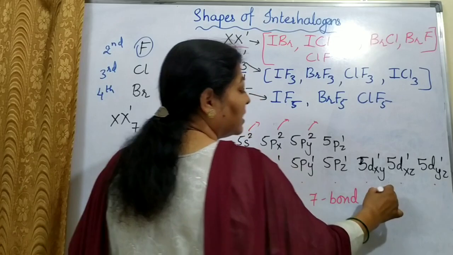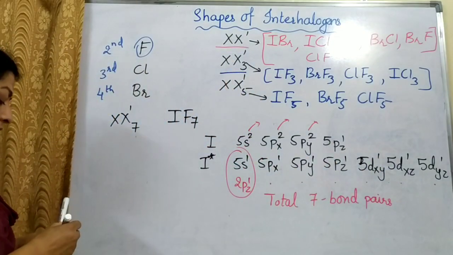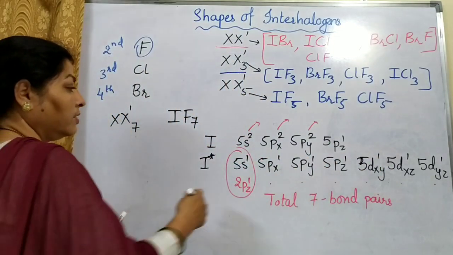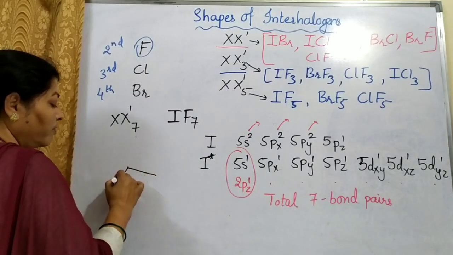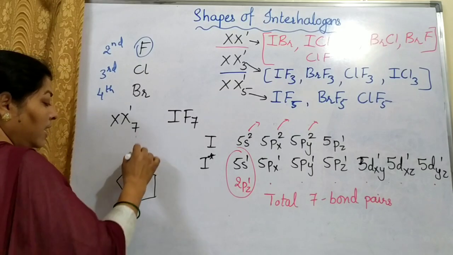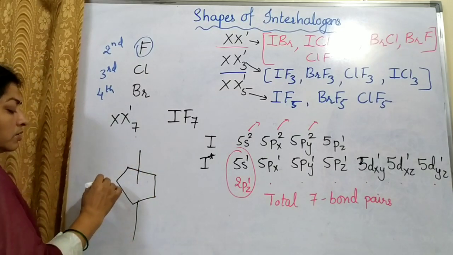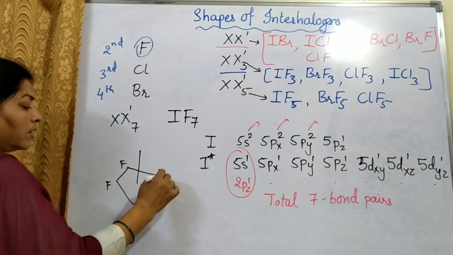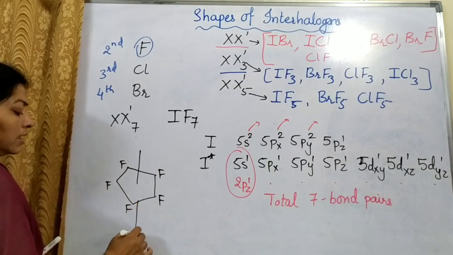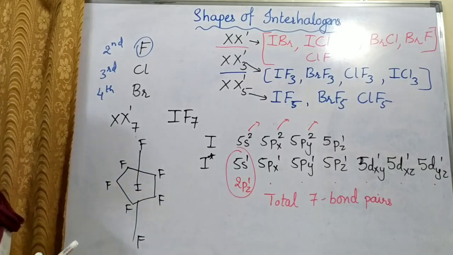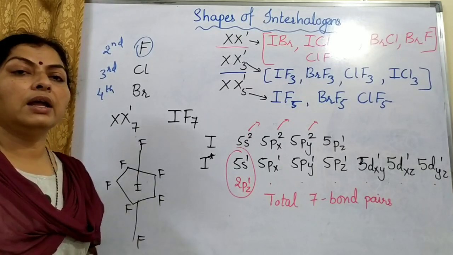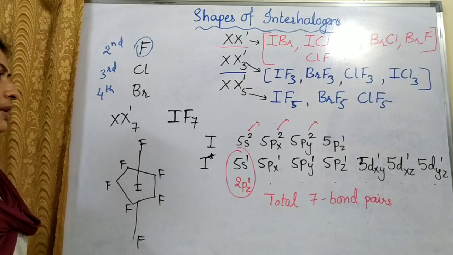No lone pairs are there in this case, and that is why the shape will be, for 7 pairs, pentagonal bipyramidal. So 5 in one plane, 1 up, 1 down. So F in the 5 corners in the plane, and 1 F up and 1 F down, and I will be at the center. So this type of shape is known as pentagonal bipyramidal.